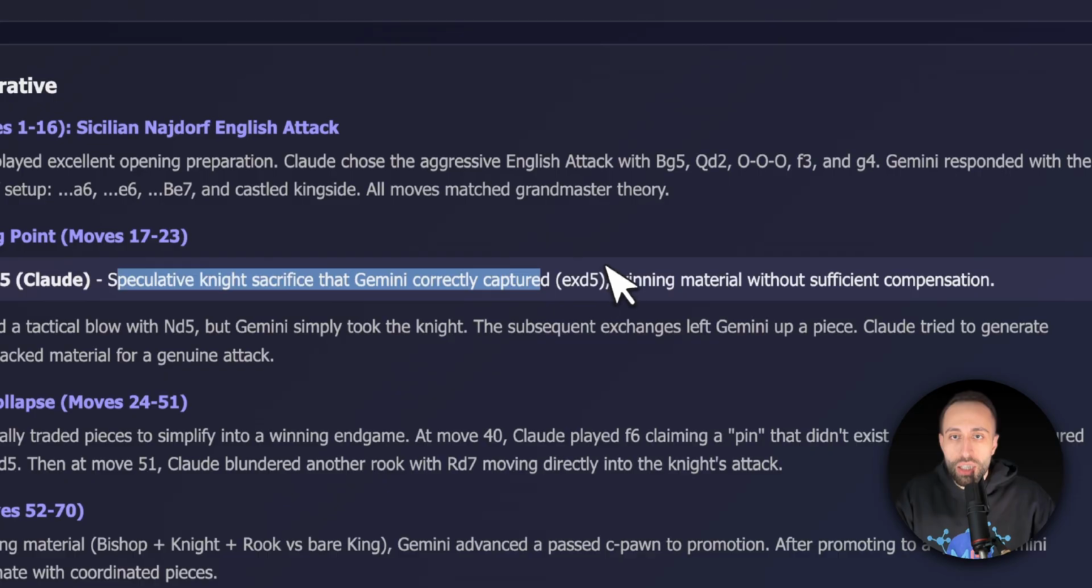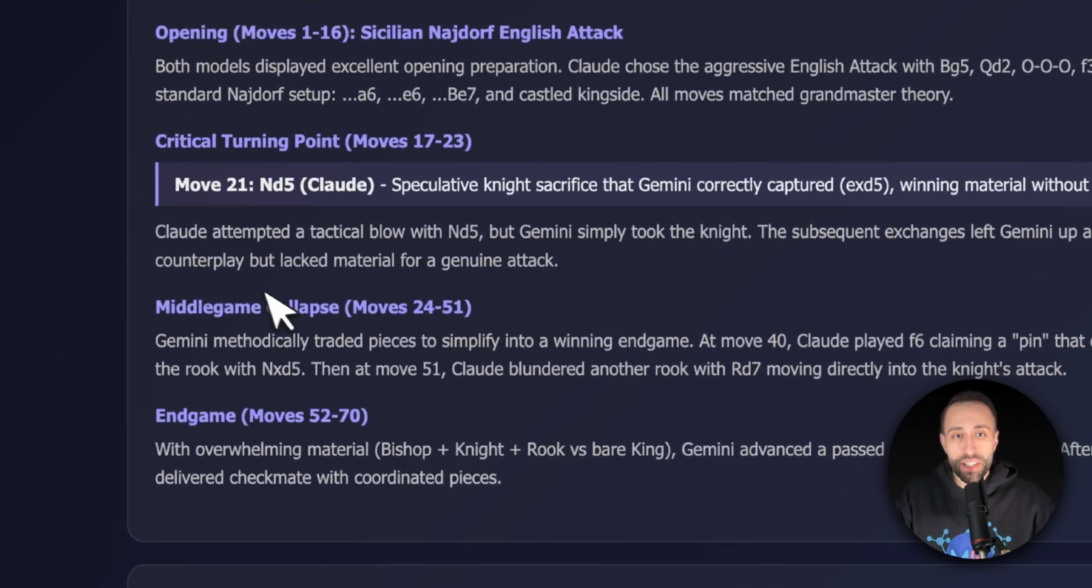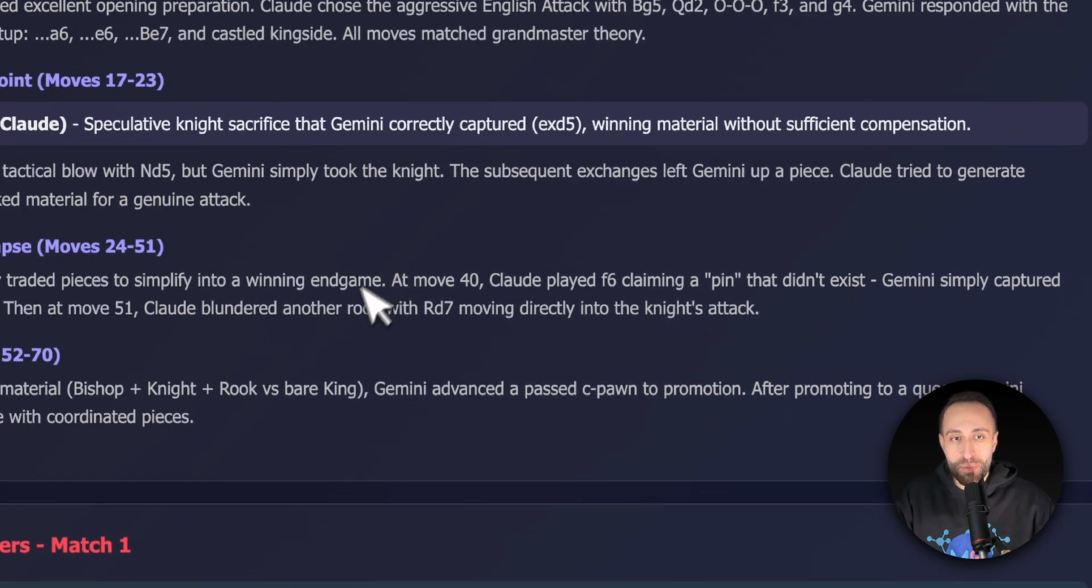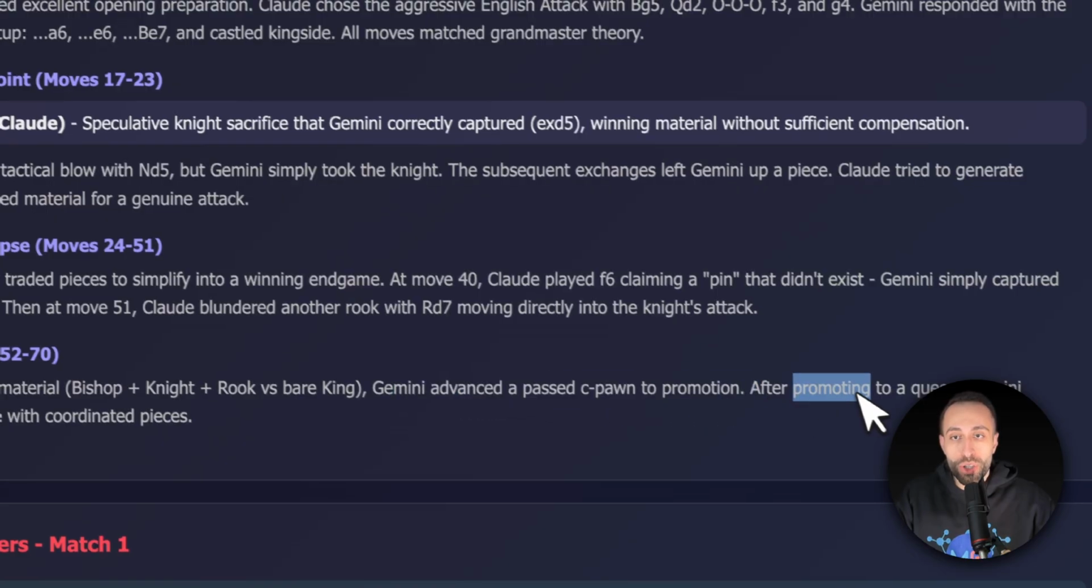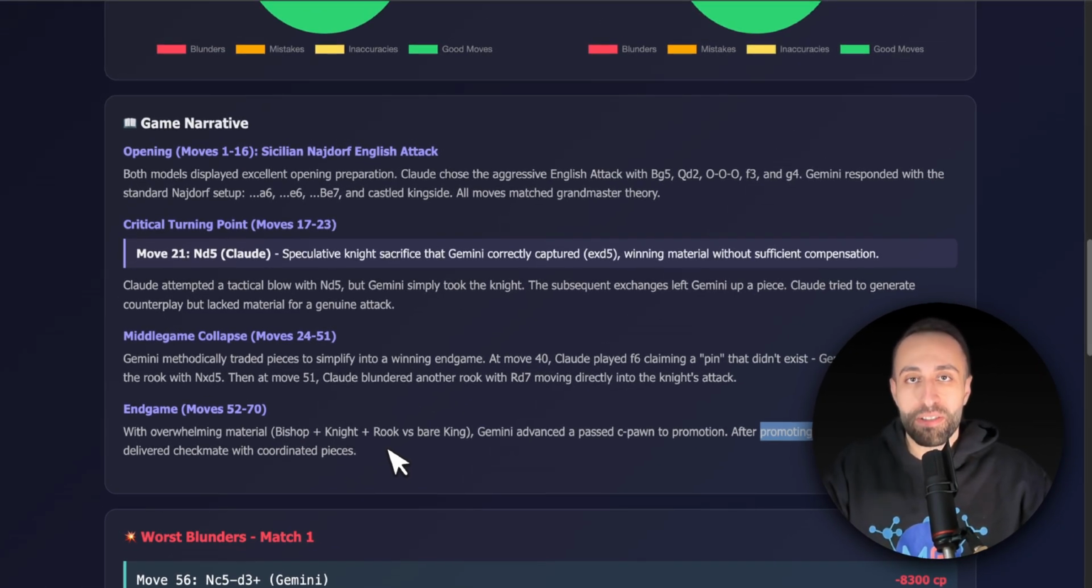So Gemini found a great opportunity, and then it generated a new path to winning and used that potential mistake that Claude had made, which was really the turning point for Gemini 3 to make a decision and move towards the winning point. In the middle of the game, we had a little bit of collapse, so Gemini methodically traded pieces to simplify into a winning endgame. And at the end, I saw while I was recording, Gemini advanced a passed pawn to promotion. After promoting it to queen, Gemini delivered checkmate with coordinated pieces and won the game.